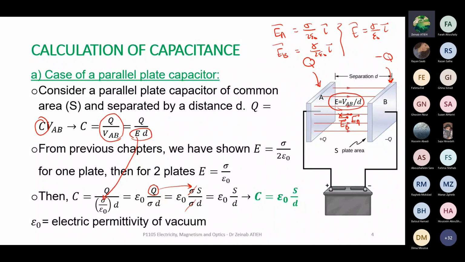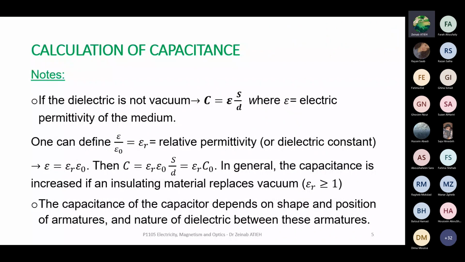Now, if the dielectric in between the plates A and B is not vacuum, the derivation will be the same, except that we will replace epsilon 0 with epsilon, where epsilon is the electric permittivity of the medium. Each medium has its own epsilon. If we are talking about air, water, oil, etc., each medium has its own epsilon.